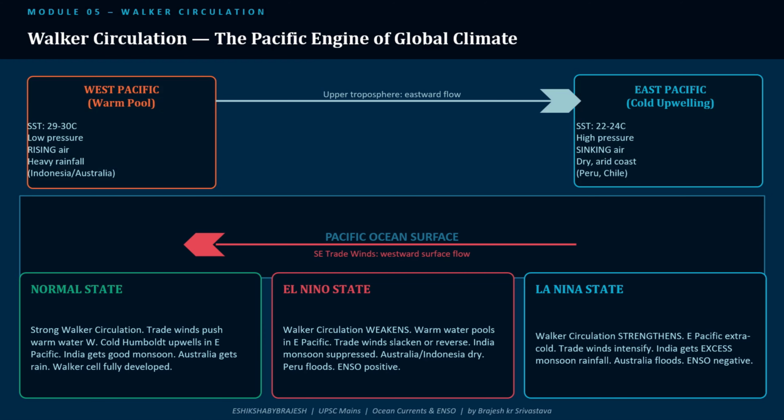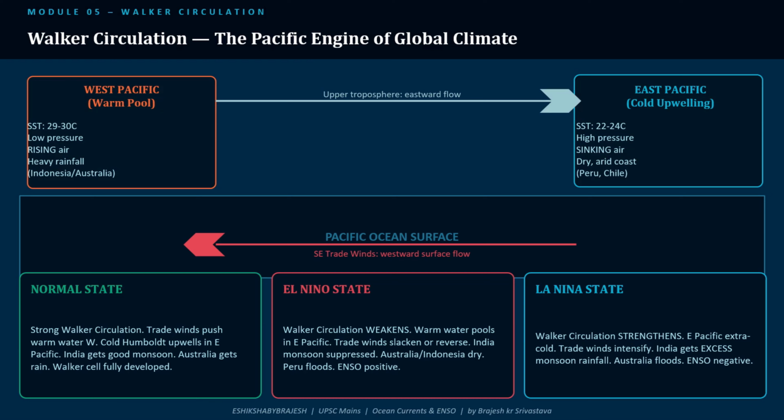In the normal state, the Western Pacific, near Indonesia, Papua New Guinea, and Northern Australia is very warm. Sea surface temperatures here reach 29 to 30 degrees Celsius. Warm water heats the air above it, causing the air to rise rapidly. Rising air cools, condenses, and creates heavy rainfall. Indonesia and northern Australia get drenched.